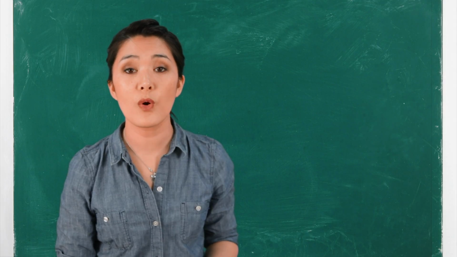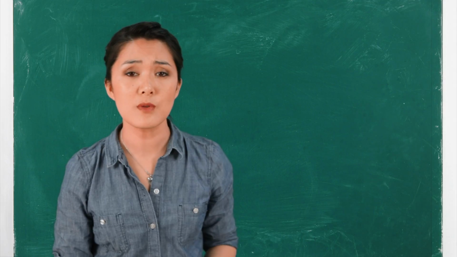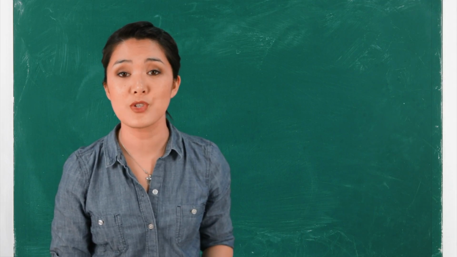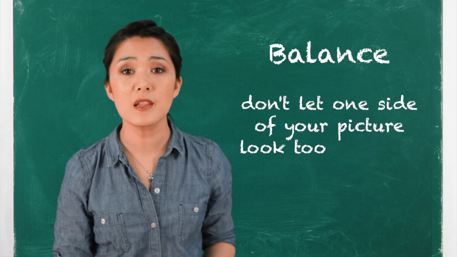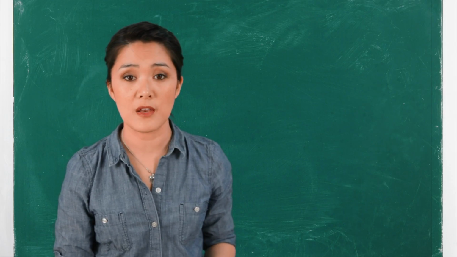In this video, we're going to talk all about balance. When you hear the word balance, what do you think of? Maybe you think about things being even. You might even picture a scale. In photography, the idea of balance means not letting a picture look too crowded on one side. You want things to look even.